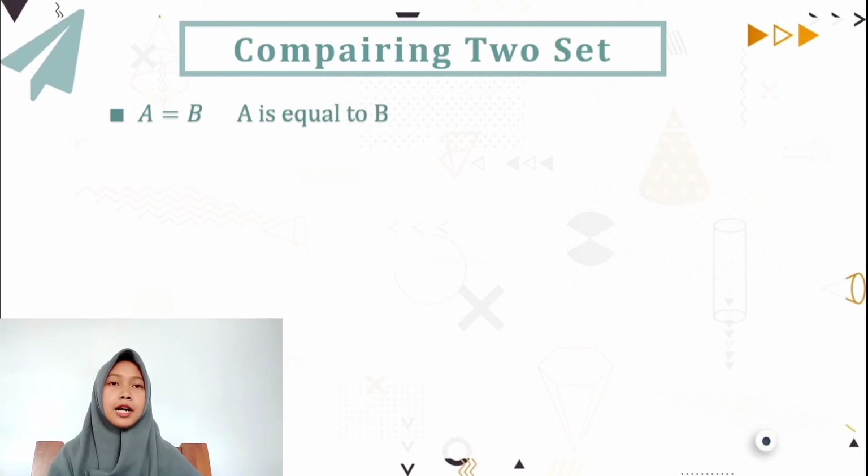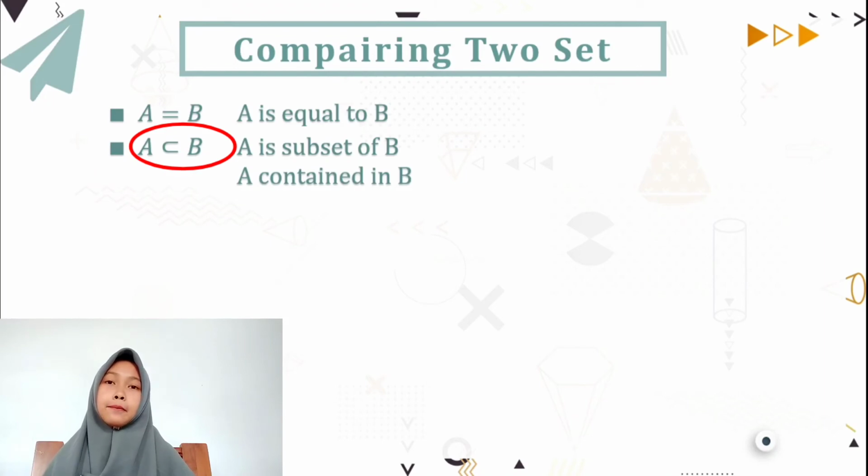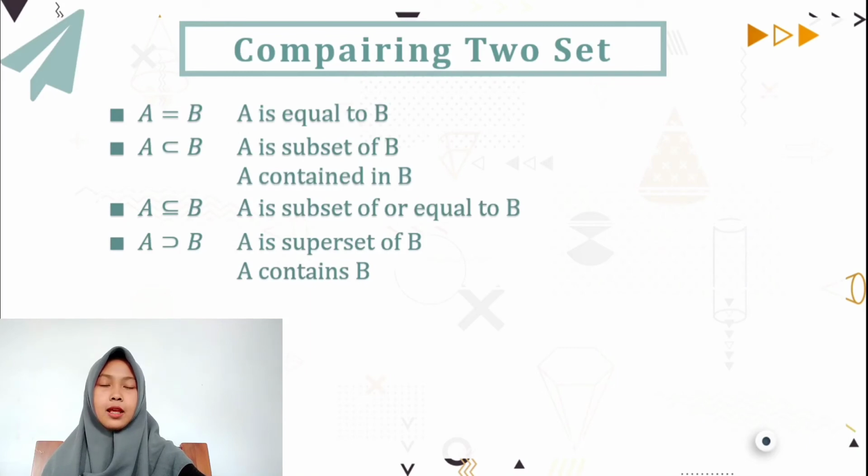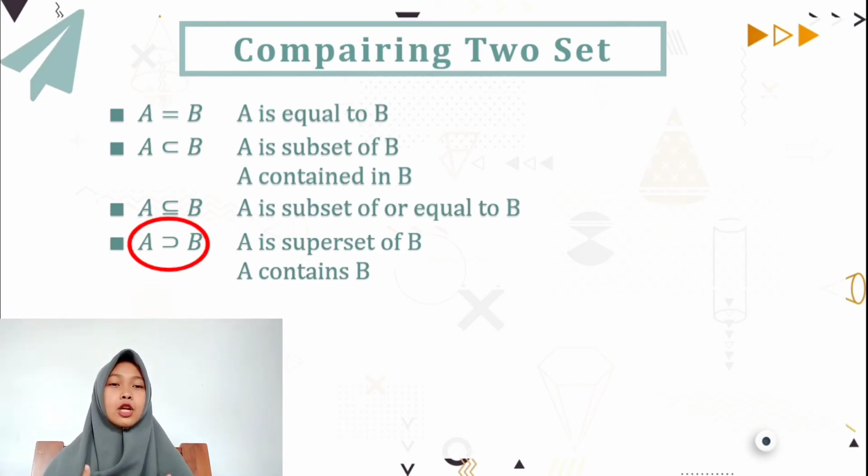And then this is comparing two sets. This symbol can be read E is equal to B. And then this symbol can be read E is a subset of B, or E is contained in B. And then this symbol can be read E is a subset of or equal to B. And then this symbol can be read E is a superset of B, or E contains B.